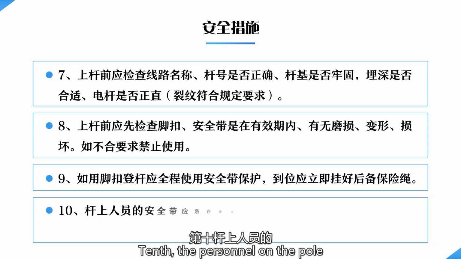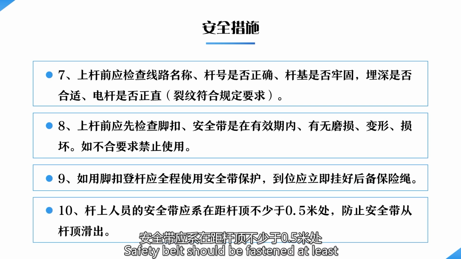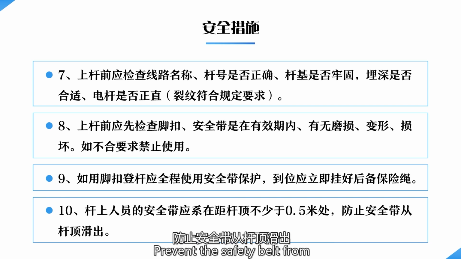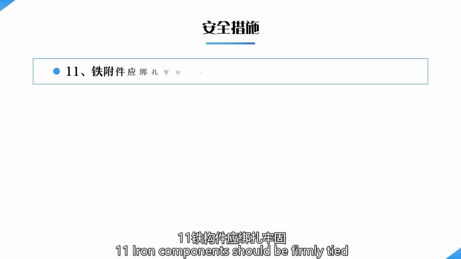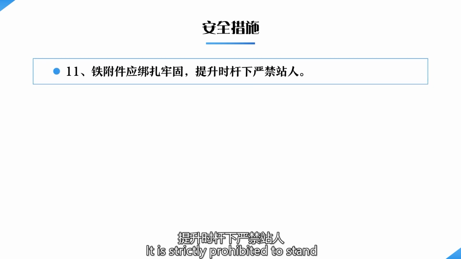10th, for the personnel on the pole, the safety belt should be fastened at least 0.5 meters from the top of the pole. Prevent the safety belt from slipping out from the top of the pole. 11, iron components should be firmly tied. It is strictly prohibited to stand under the pole when lifting.